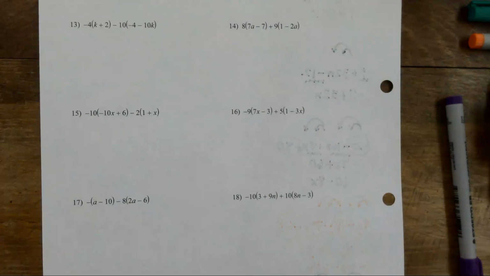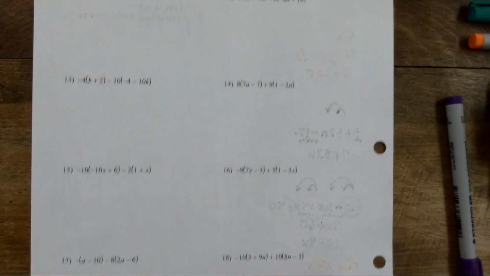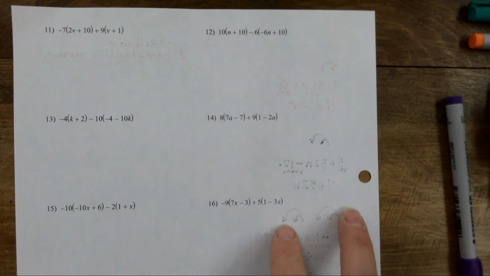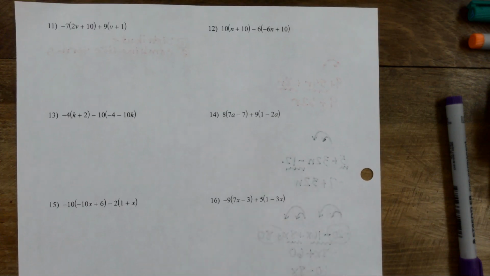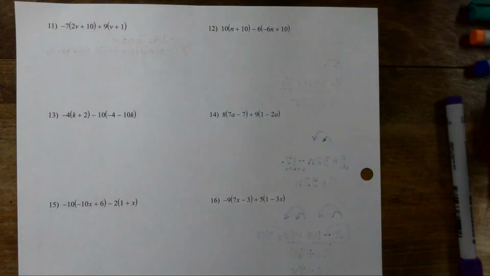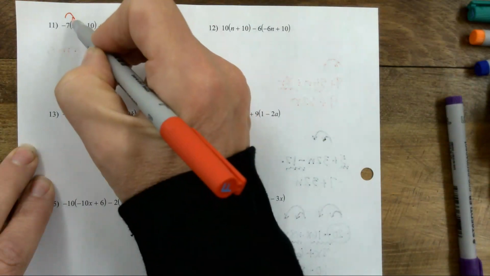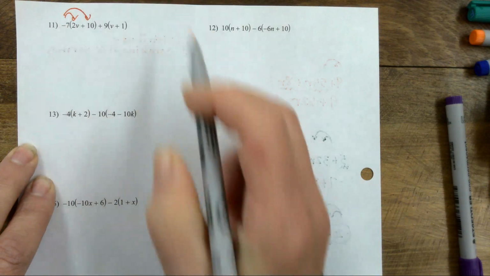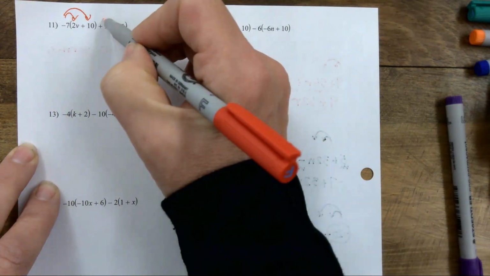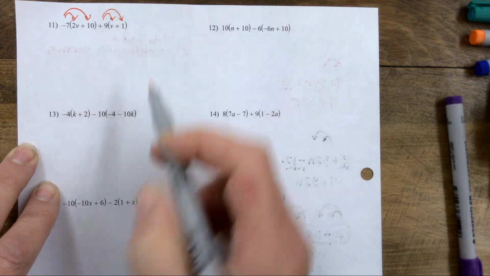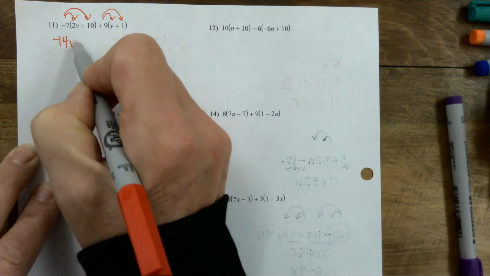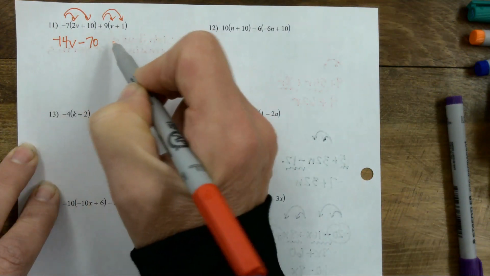All right, few more of the odds to do. Yep, just want extra practice. And then again, you guys are responsible for the evens. So here we go, let's distribute this through. Negative 7 goes times 2v and 10. 9 times v and 1. Negative 14. Beautiful, yep.